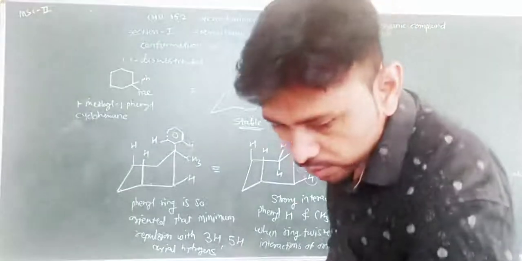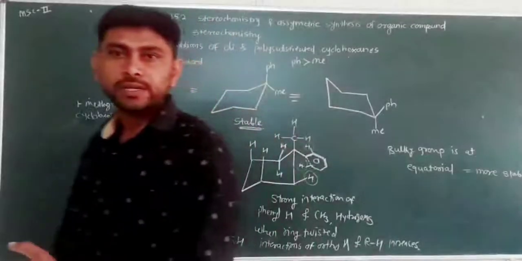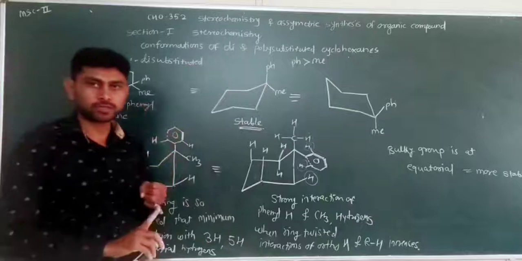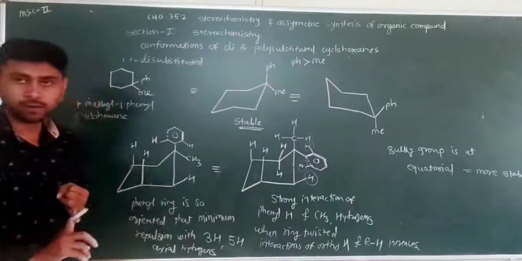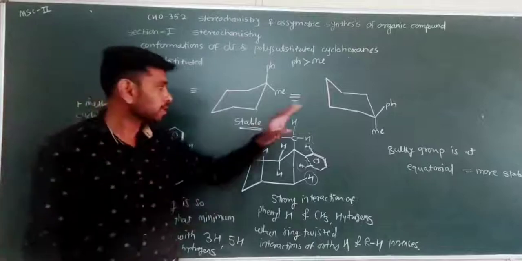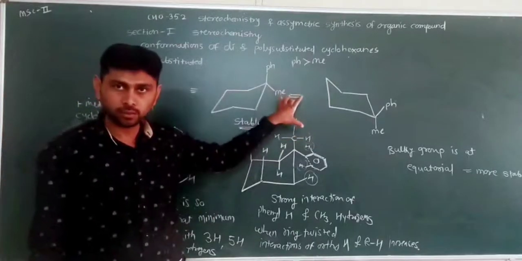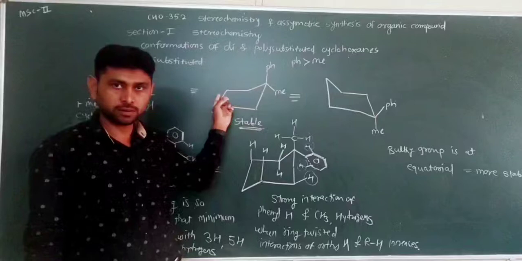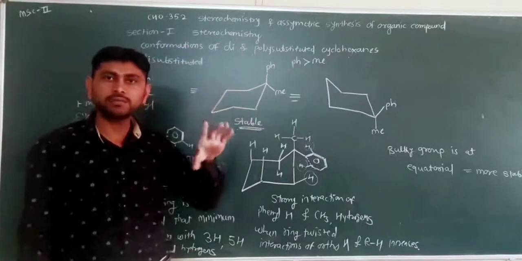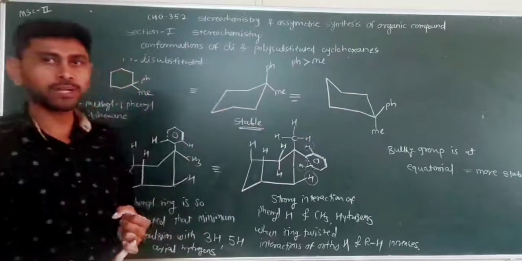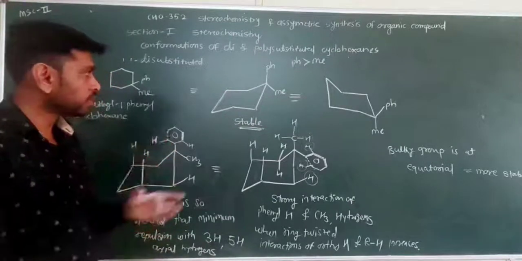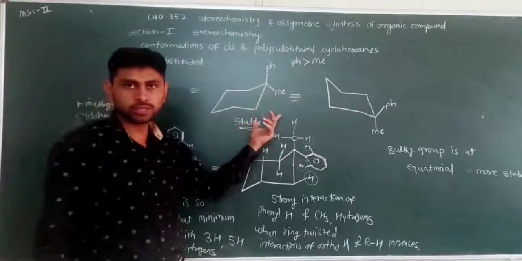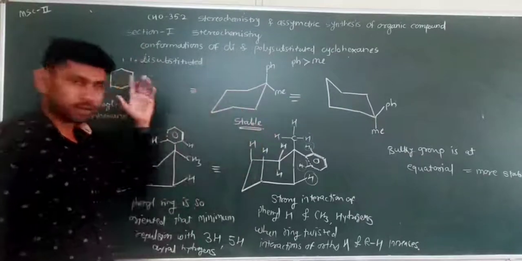Common points to observe in the case of 1,1 disubstituted cyclohexane: when X and Y are equal, meaning both groups are the same, then we obtain topomers with no energy barrier. They are the same structures with the same energy, and the two structures are interconvertible.